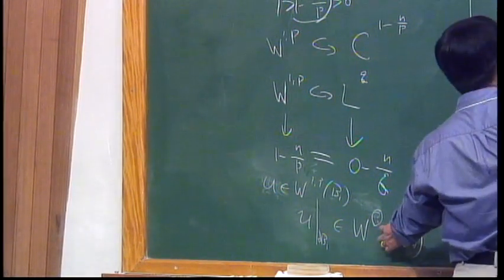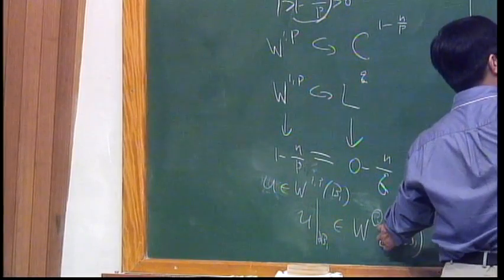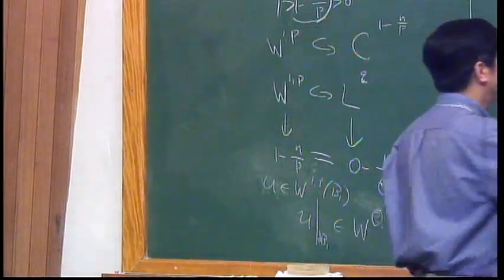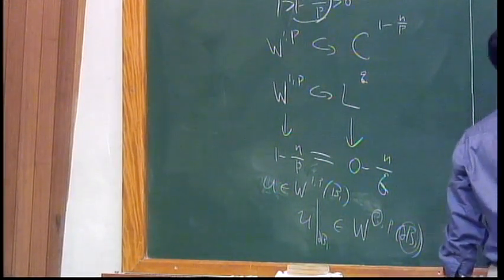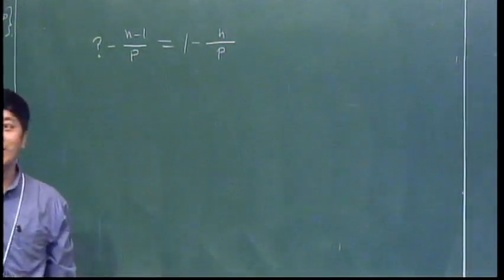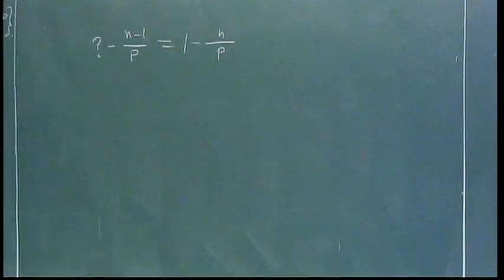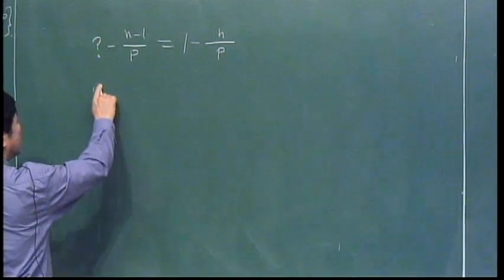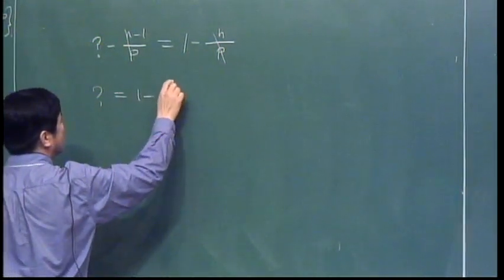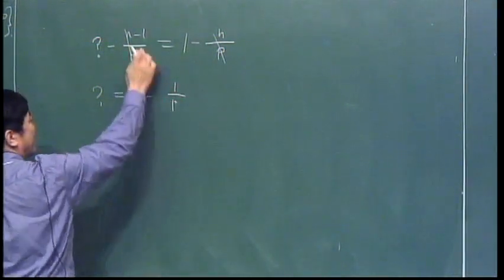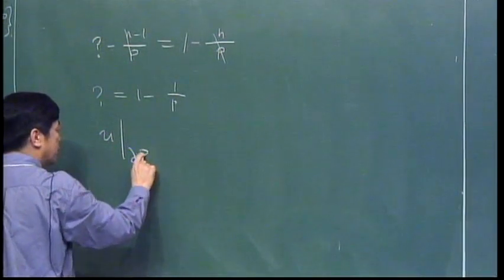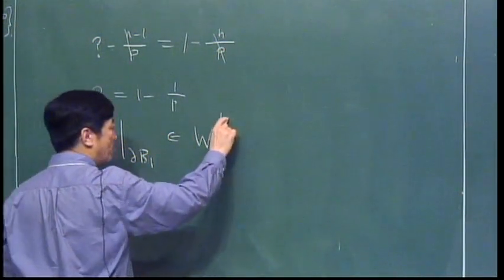So this question mark minus p over... But the boundary of this thing is n minus 1 dimensional. Equals 1 minus p over n, right? They are the same. And you get a question mark. This and that cancel. So this equals 1 minus 1 over p, right? So you restrict to the boundary, u is in W^{1-1/p,p}.